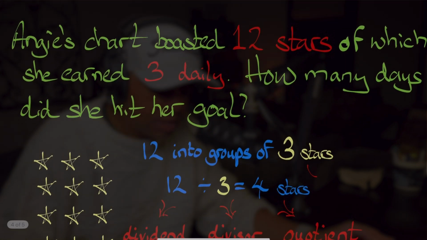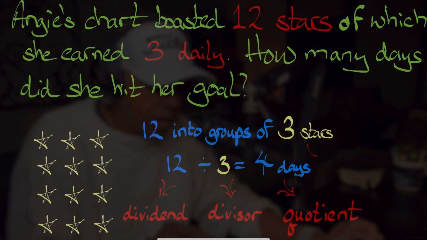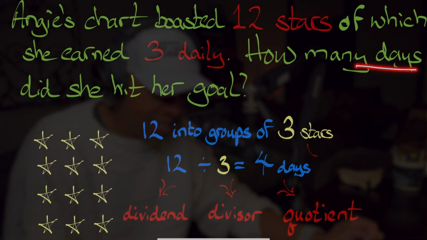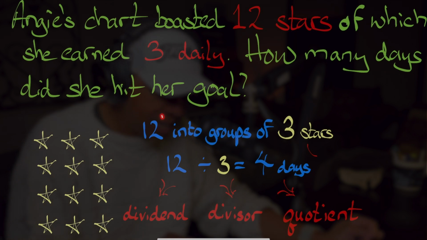Let's take a look at a different situation here, a second one. So in this situation here, Angie's chart boasted 12 stars, which she earned 3 each day. The question is, how many days did she hit her goal? So I have to place the 12 stars into groups of 3. I know this because the problem has said she earned 3 each day, and it's asking me how many days.